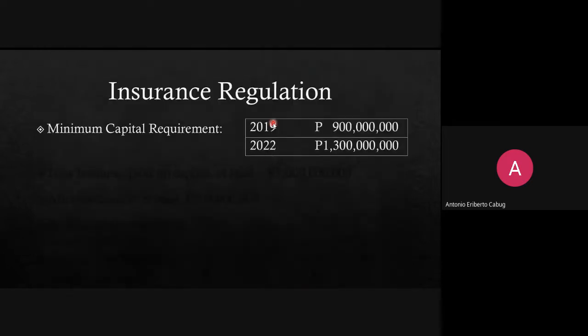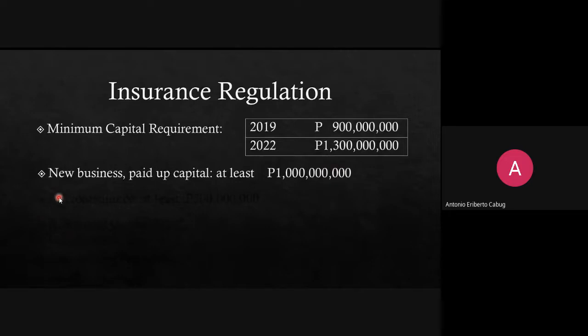So as of 2019, it's 900 million pesos. Come 2022, magiging 1.3 billion pesos. Now, if this is a new business, the paid up capital should be at least 1 billion pesos. So kung bago to ha, if this is a new insurance company, 1 billion pesos. Yung minimum of 900 million is for existing insurance companies. But for the new business, it should be at 1 billion. So mas mahigpit sa bago.